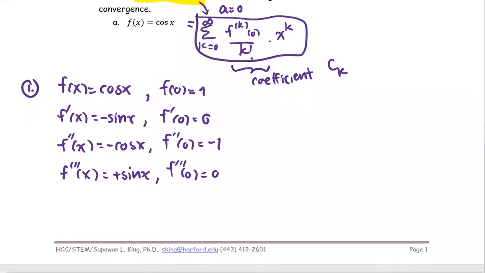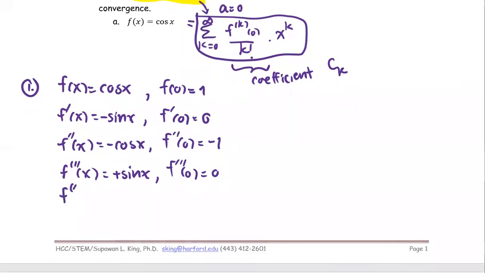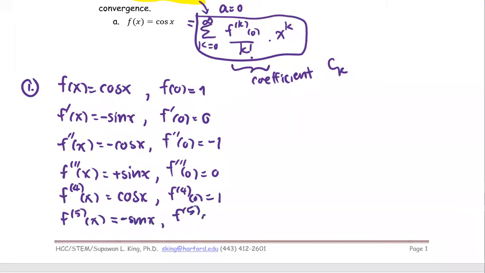We start to see the pattern of the coefficients. Keep going with the fourth derivative, which is cosine x. So the fourth derivative at 0 is 1. Find one more to confirm the pattern. The fifth derivative of the function f at x is negative sine x, and the fifth derivative at 0 is 0. If we keep going, it's going to be the pattern of 1, 0, negative 1, 0, and then 1, 0, negative 1, 0, and so forth.